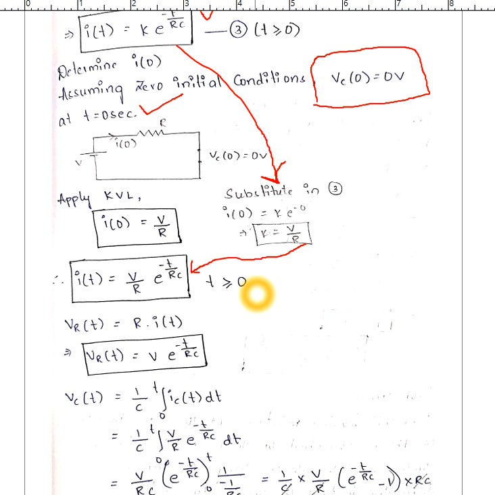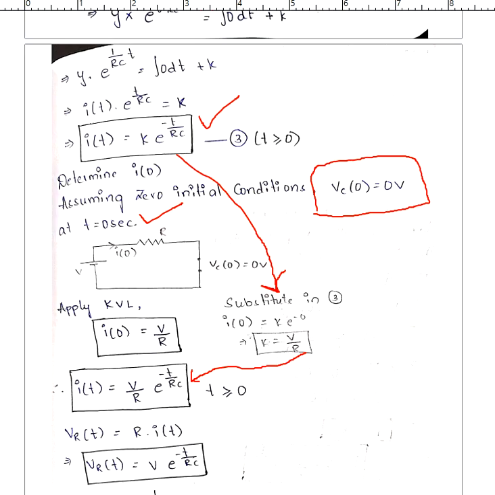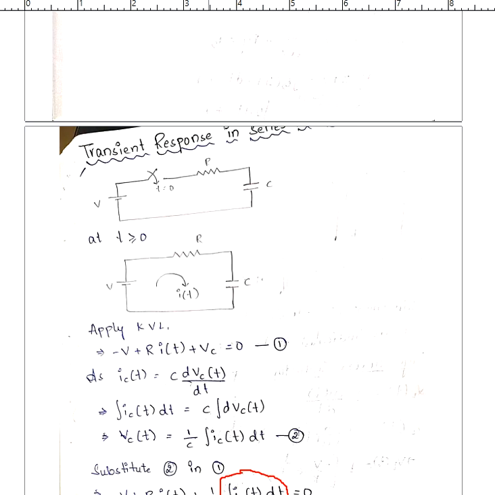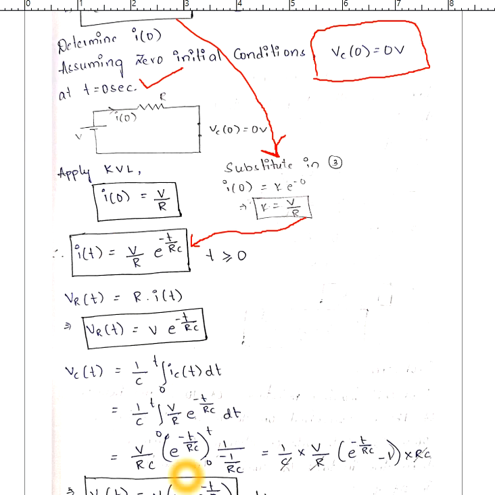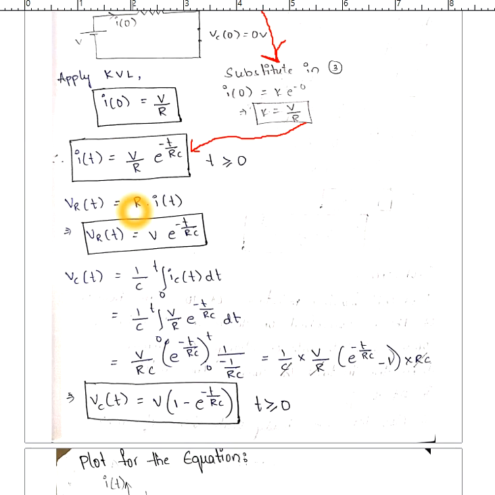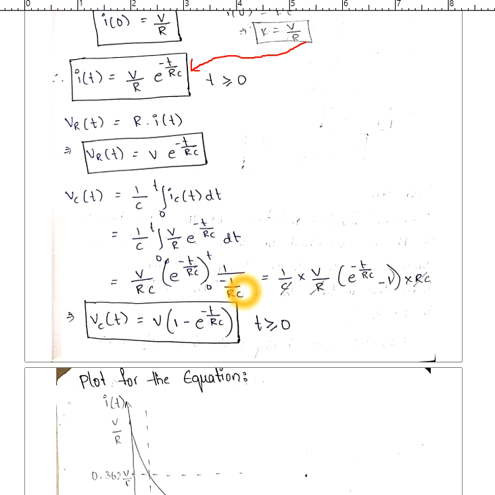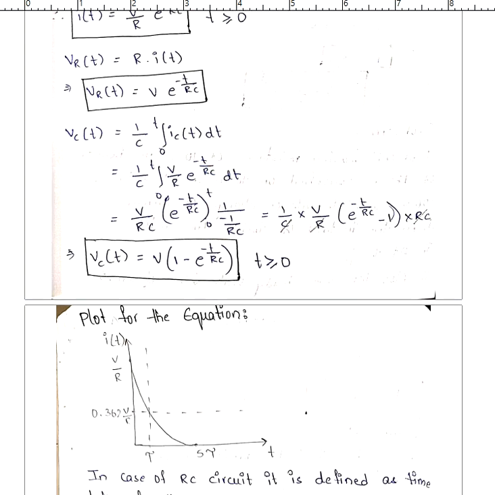So suppose in the same question the voltage across the resistor is asked. What is the voltage across the resistor? VR of t will be I of t into R. Since we have already got I of t, you just need to multiply with R. Then you will get V into e power minus t by RC. Similarly, you can even get Vc of t, which is equal to 1 by C integral 0 to t Ic of t dt. When you solve it, you will get this. I hope you will be practicing this.